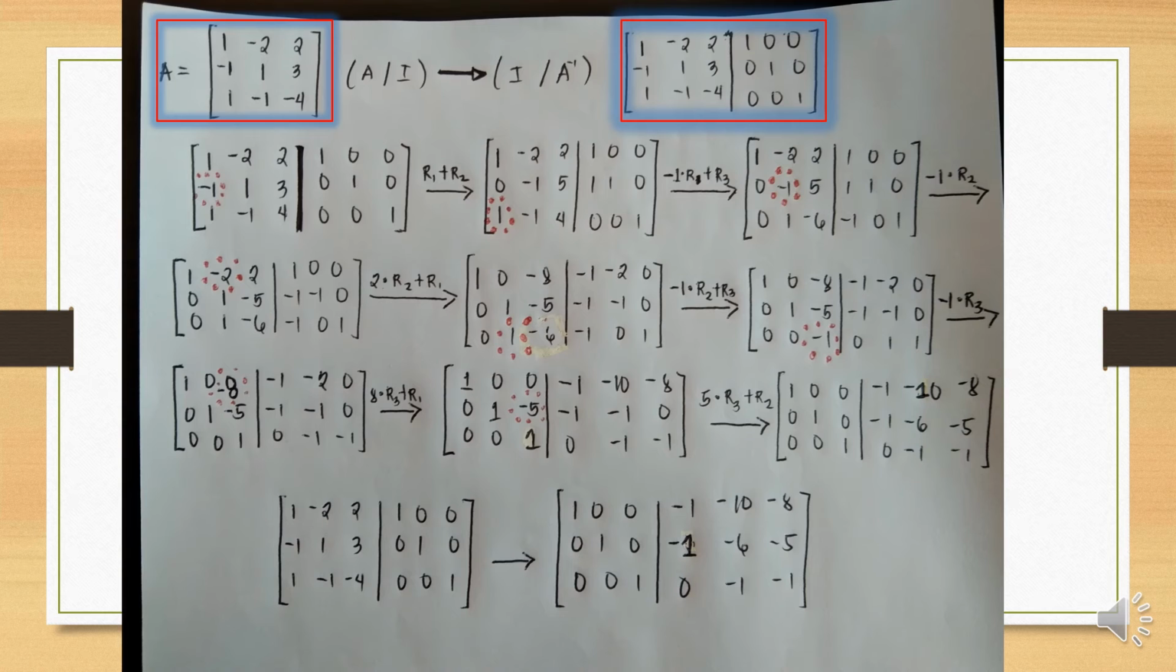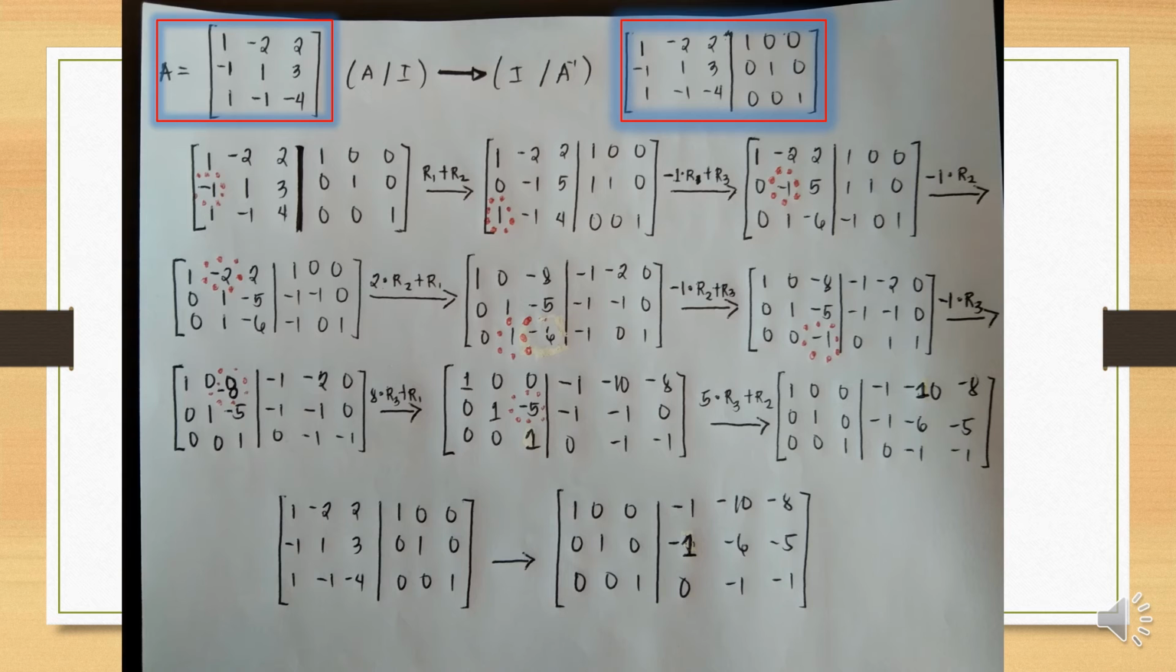And next, I want this positive 1 to become 0. So this is the process. Negative 1 times row 1 plus row 3. So just copy the row 1 and row 2. So negative 1 times 1 is negative 1 plus 1 is 0. Negative 1 times negative 2 is positive 2 plus negative 1 is 1. Negative 1 times 2 is negative 2 plus 4 is negative 6. Negative 1 times 1 is negative 1 plus 0 is negative 1. Negative 1 times 0 is 0 plus 0 is 0. Negative 1 times 0 is 0 plus 1 is 1.